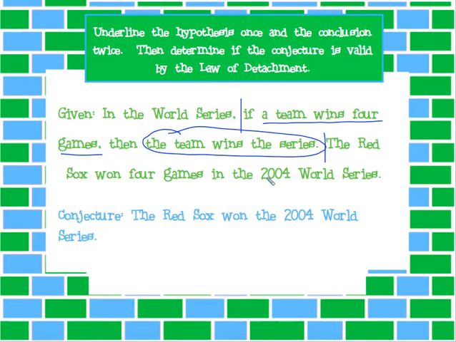So in order for us to use the law of detachment, we have to know that this first part, the hypothesis, happens. So this says the Red Sox won 4 games in the 2004 World Series. So that says that this did happen. So from that, the conjecture says the Red Sox won the 2004 World Series. Which is that part? Well, since this part happened, this part definitely happened, so that is a valid conjecture. You could also put true, if you are more comfortable with that.